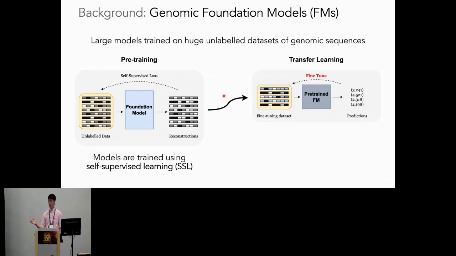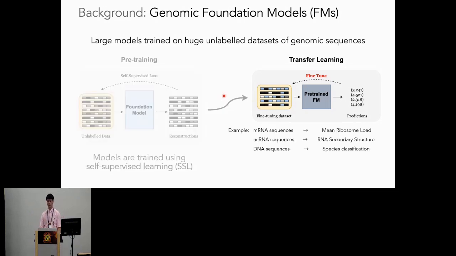Using that useful representation, we can do transfer learning. So here we have a fine-tuning data set. This is usually a smaller data set where we actually have labels for our sequences, and then we're able to fine-tune our foundation model using those pre-trained weights for the prediction task. The idea here is that those weights and the associated latent representation allow for better convergence and better generalization.